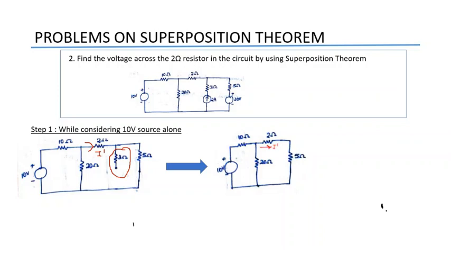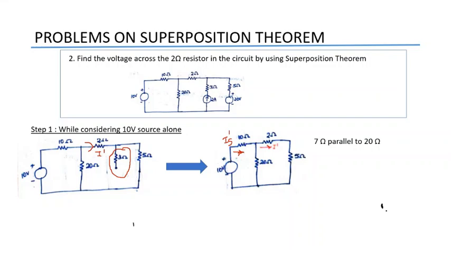Now we have to find out the current I dash. In order to find out the current I dash, we have to find this current. Let us name it as Is dash. Then only we can find out I dash. In order to find out Is dash, we have to calculate the effective resistance of the circuit.